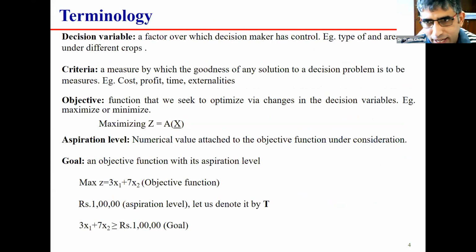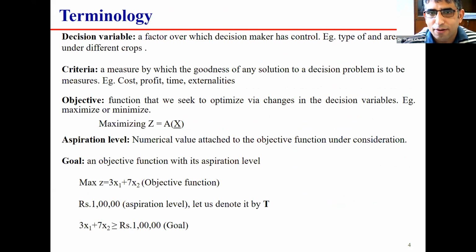So, but before that, let me recap some concepts about goal programming or multi-objective programming. First is decision variable. As the name suggests, decision variables mean a variable or a factor on which we have control, or a manager has control.